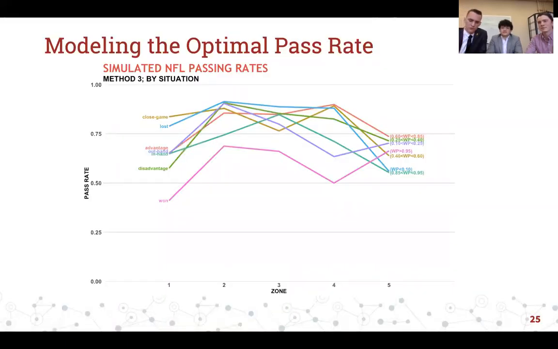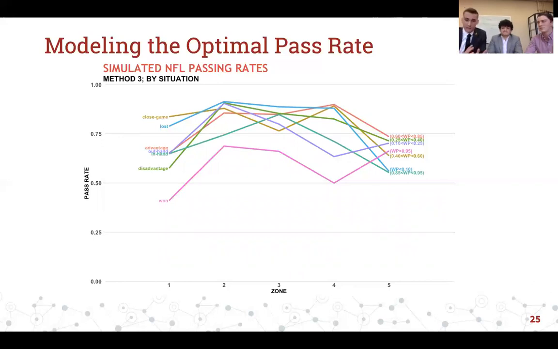So the previous two graphs that you saw related pass rate to different zones of the field, which is a direct answer to the prompt that we were given. But something that Jack mentioned earlier was we found win probability to be a very interesting thing to look at as well when determining pass rate. Specifically, we found that NFL teams, regardless of zone on the field, are much more likely to pass if they are down in a game and much less likely to pass if they are up in a game.